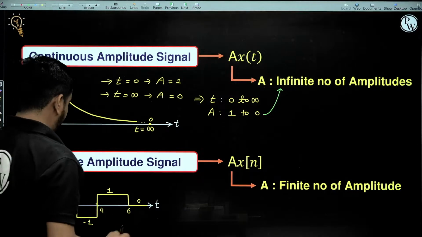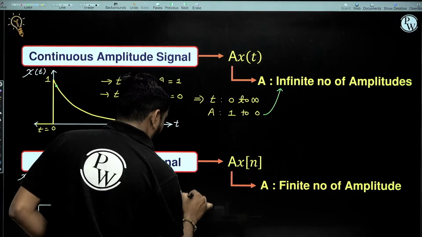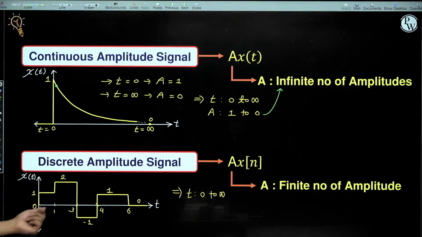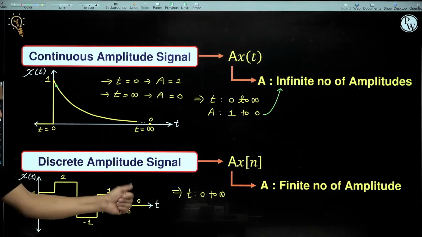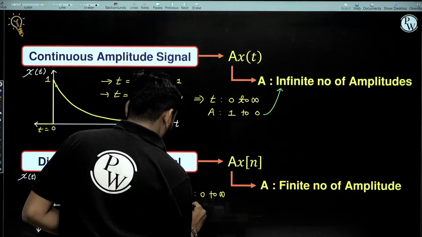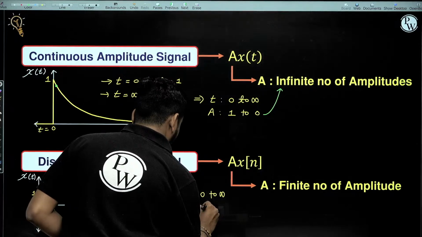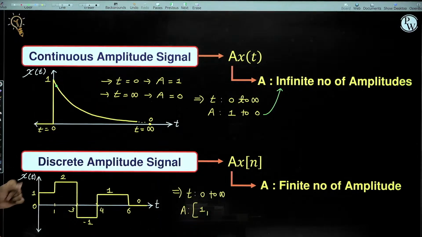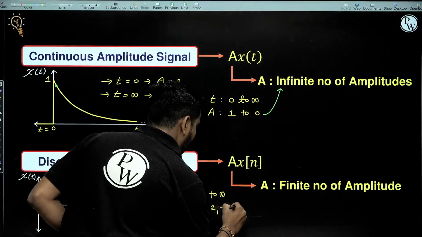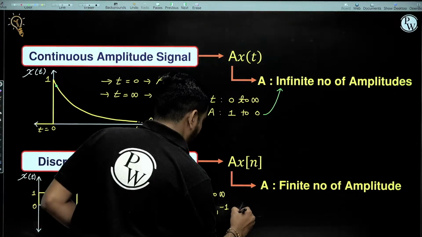Now in this case, if you move from t equal to 0 to infinite, amplitude can be 1, or it can be 2, or it can be -1, or it can be 1 again, or it can be 0. Yes or no? So not an infinite number of amplitudes are there. Here, at any instant of time, amplitude can be 1, it can be 2, it can be -1, it can be 1 again, or it can be 0.